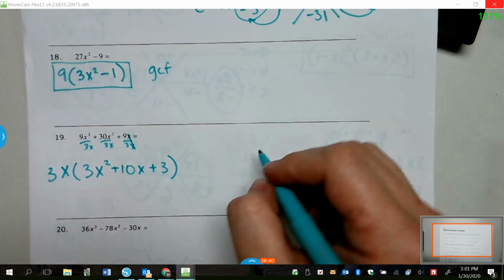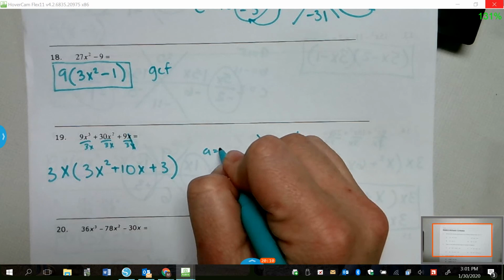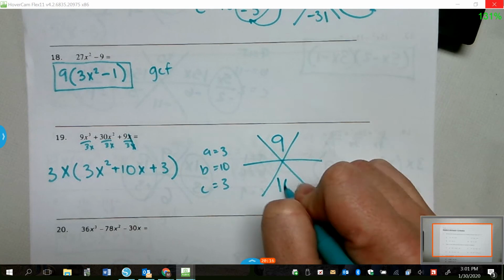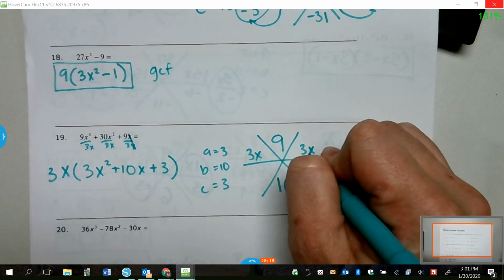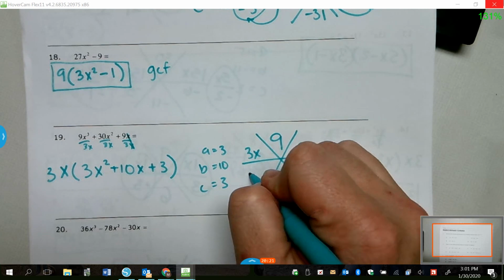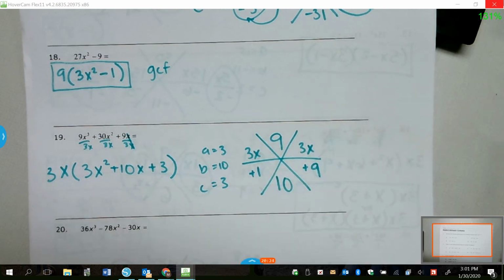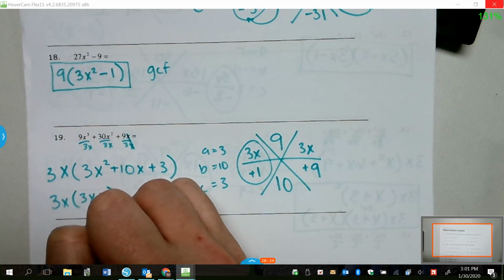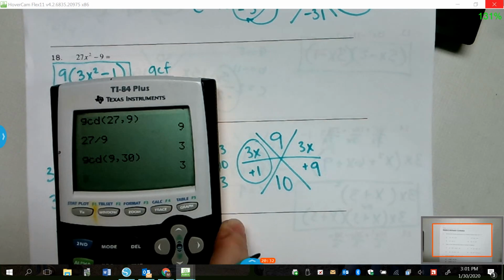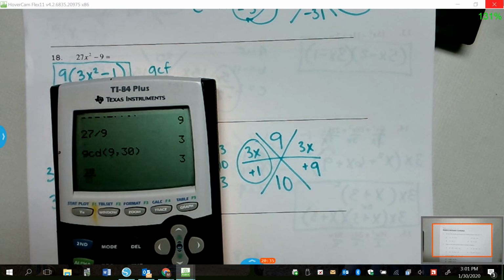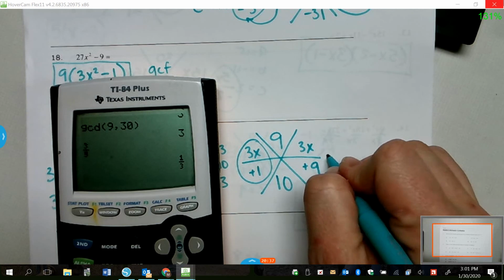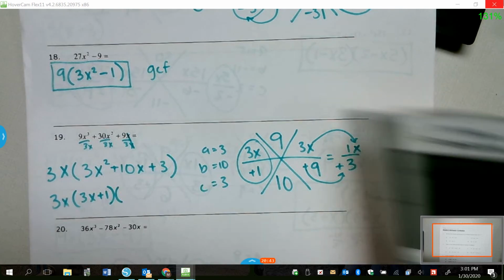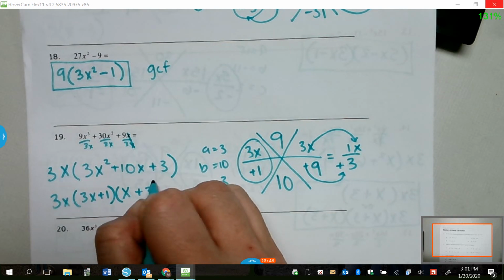So I'm going to try to factor that inside. A equals 3, B equals 10, C equals 3. 3 times 3 is 9, B is 10, 3x, 3x. So what multiplies to give you 9 and adds to give you 10? Positive 1, positive 9. 3x plus 1 does not simplify. But this does. You can do a 3 in both of those, or again, alpha y equals enter. 3 over 9 simplifies to 1/3. Bring over the sign, bring over the letter. So 1x is the same as just x.